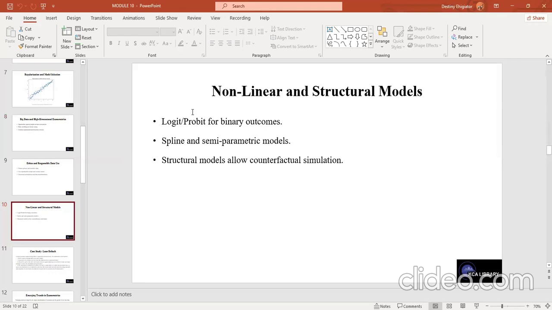Non-linear and structural models. That is logit and probit for binary outcomes, splines and semi-parametric models. The structural models allow counterfactual simulation.